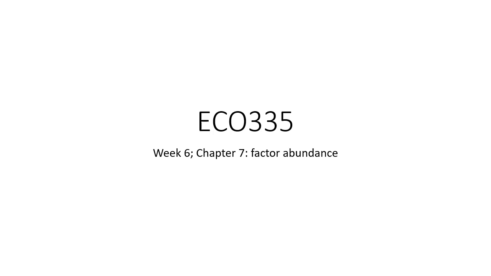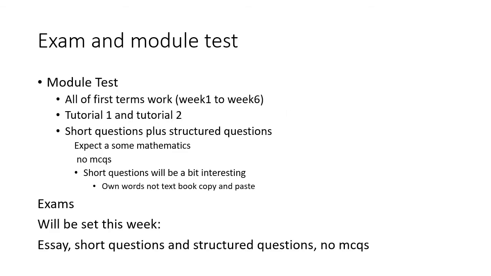The last few weeks we've looked at the building blocks needed for chapter 7, that we're finally going to be able to cover. So we're going to be looking at factor abundance, which we're going to link to the Heckscher-Ohlin model. So let's do some admin stuff.